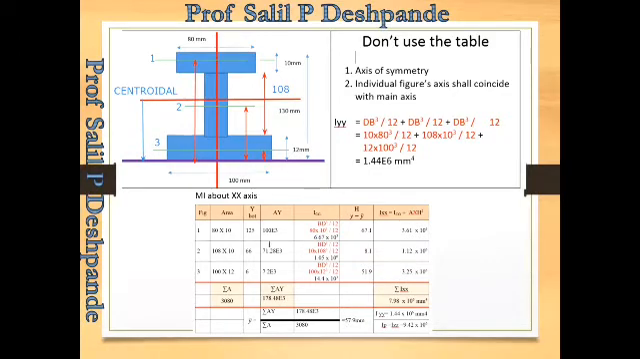Either you can calculate in a table, or if you want, you can calculate directly. I have just given you a table method. Not necessarily you have to do it with this method only. Then for ICG, because all these three are rectangles, our formula is BD cube by 12. I put the value, get the answer.